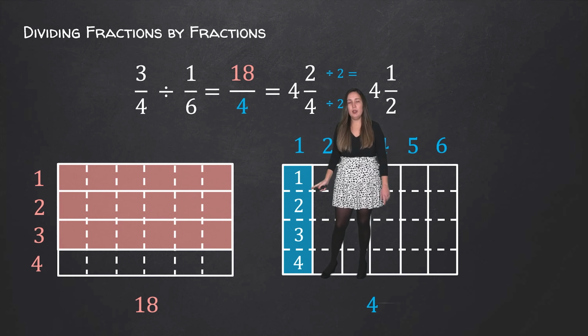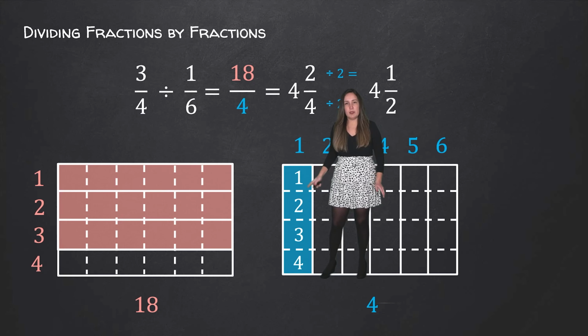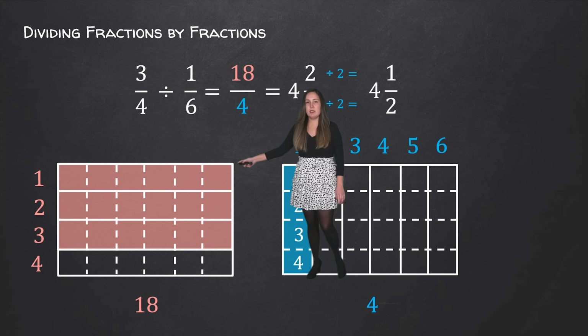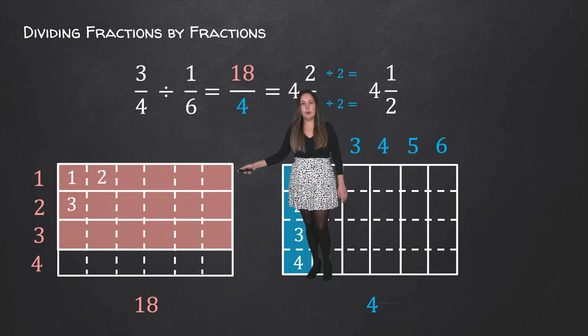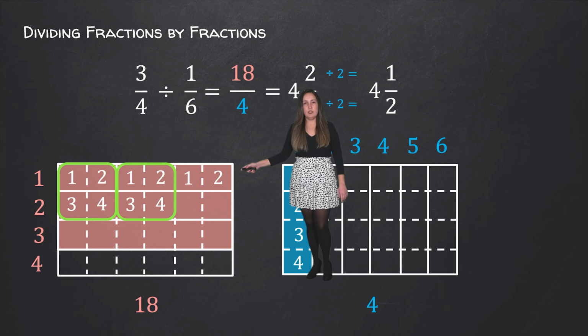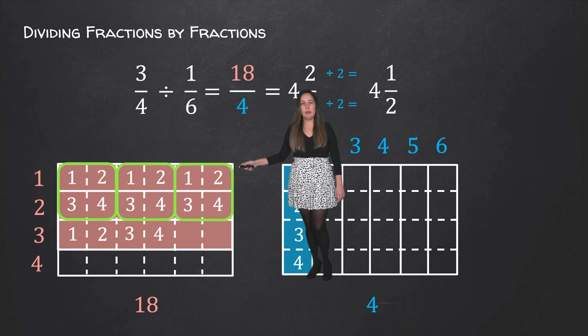So here we have 4 pieces. So we need to figure out how many groups of these pieces we could have in this pink one. So 1, 2, 3, 4, that's one group. 1, 2, 3, 4, that's another group. Another group, and another group. 1, 2, well, we don't have enough to complete a group, but that's okay.